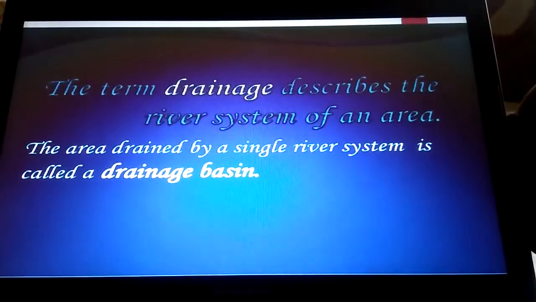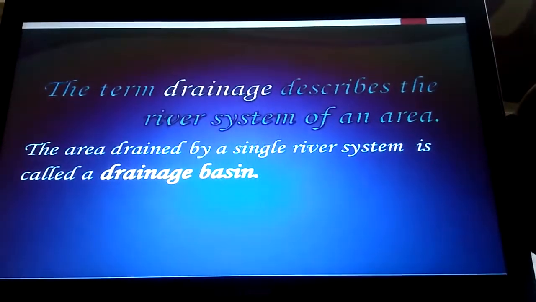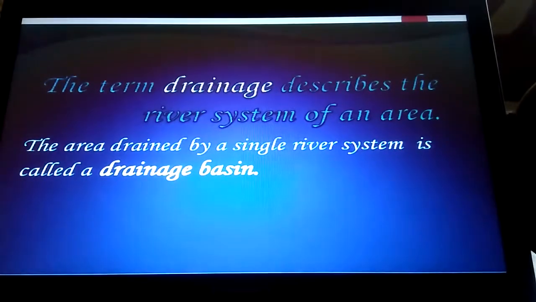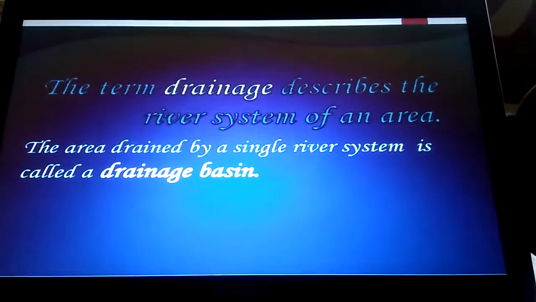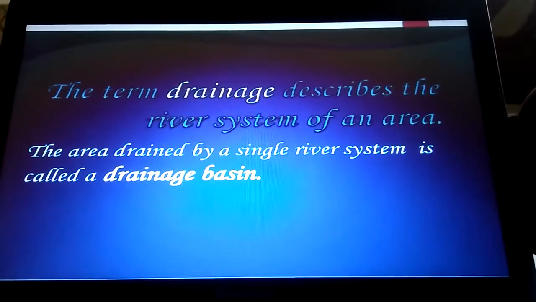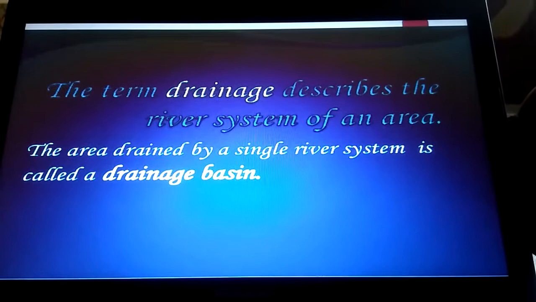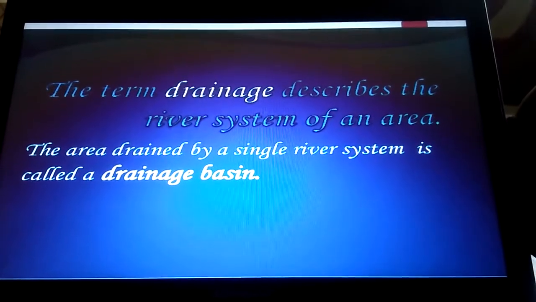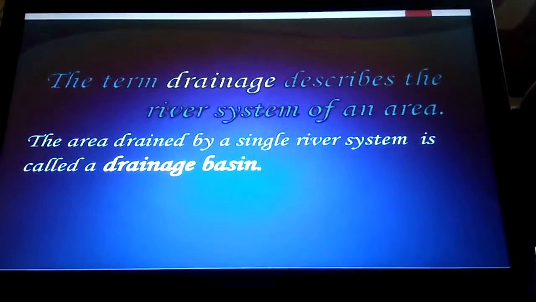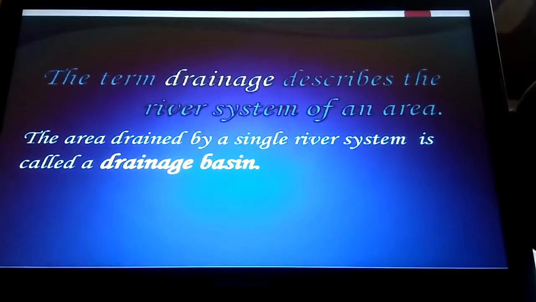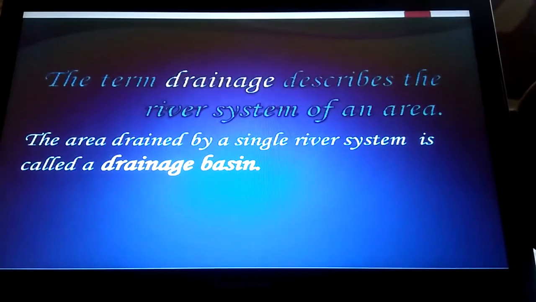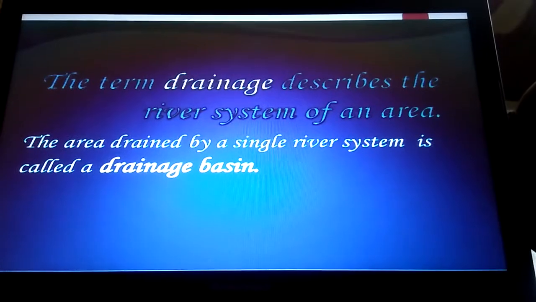The term drainage describes the river system of an area. In India, we have different rivers. If we look at the map of India, you can see small streams which come together and form one single system that is termed a river system. For example, the river Indus and its tributaries are called the Indus river system. Ganga and its tributaries are called the Ganga river system.